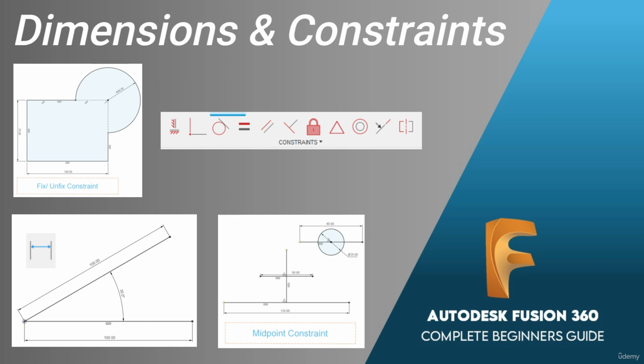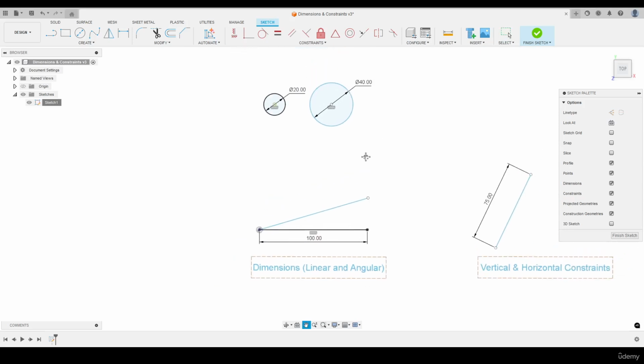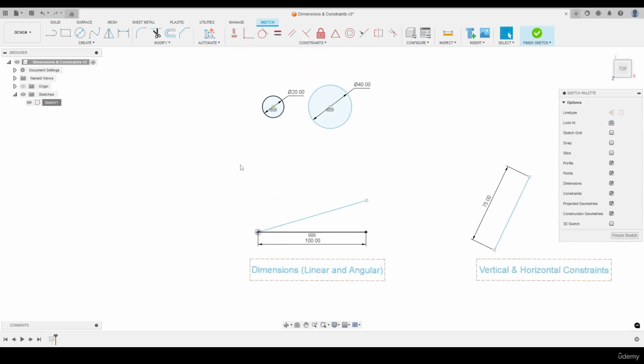So in this lecture, I will demonstrate applications for both linear and angular dimensions, and then each of the common constraints. We will be using these on many occasions when sketching in this course, and particularly during the examples that I give, the assignments for you, and also the projects that we work on together. So let's jump into Fusion and start off with the linear and angular dimensions.